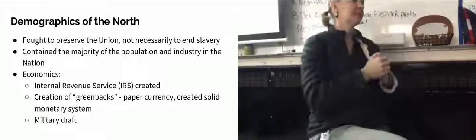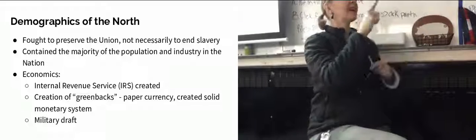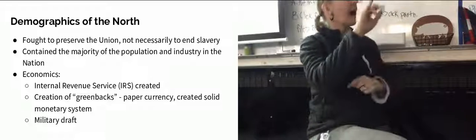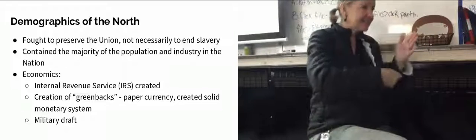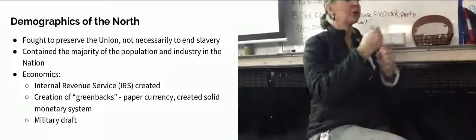Compared to the South, the economics of the North become very successful. In particular, they were able to create a money system that was able to withstand the war. The IRS is what collects your taxes, and they're now able to collect taxes and fund the war. The creation of greenbacks is the creation of a central money system so that they can still create an economy.